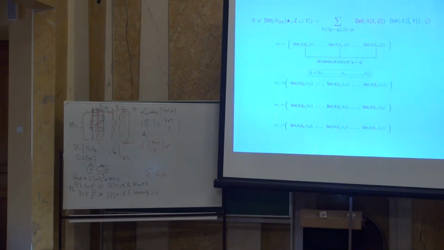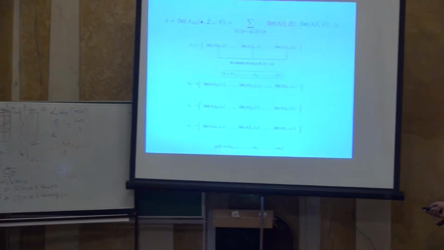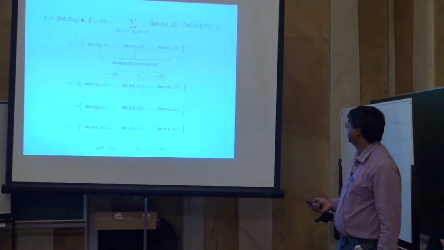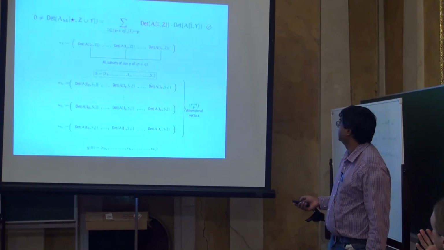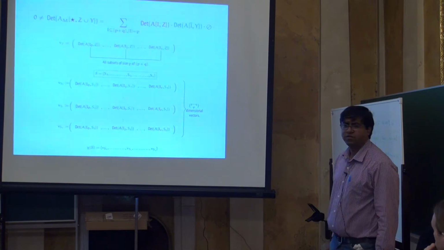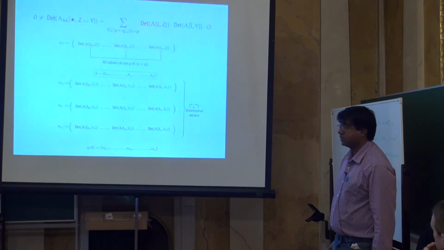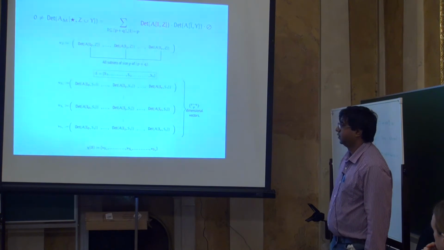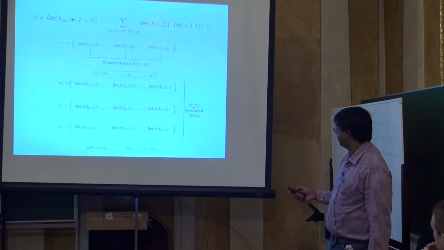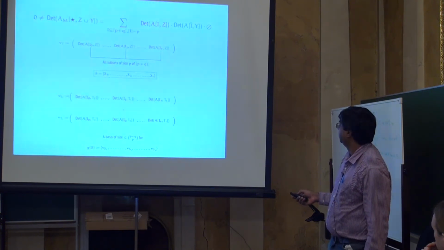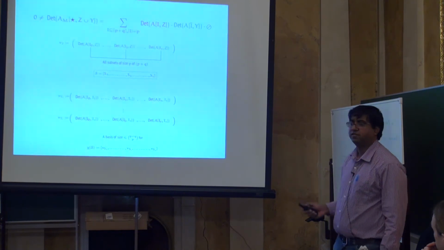Okay. Now we are done, algorithm-wise. Okay, so these are my vectors. What is the dimension of these vectors? P plus q choose p dimensional vectors. Okay? I think of, so what is the basis of this?